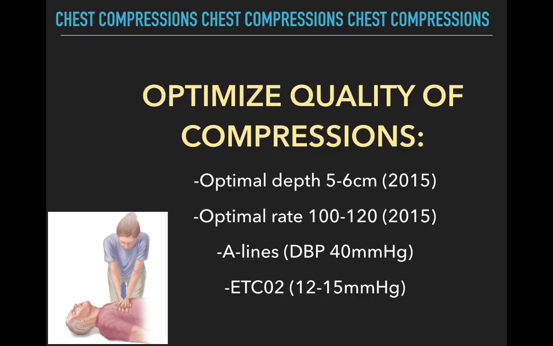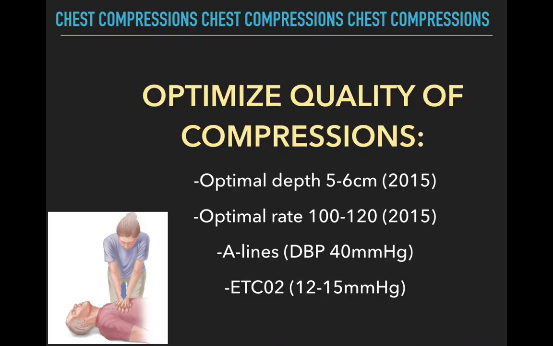But how do you optimize and monitor and quantify the quality of your chest compressions? The research on resuscitation is offering a couple of solutions at this time, preliminary anyway, and one is arterial lines, which are probably ideal at this time in terms of targeting a diastolic blood pressure of 40 millimeters mercury during resuscitation, as both a surrogate of your coronary perfusion pressures, but also maybe even a goal-directed type of therapy for vasopressor administration.